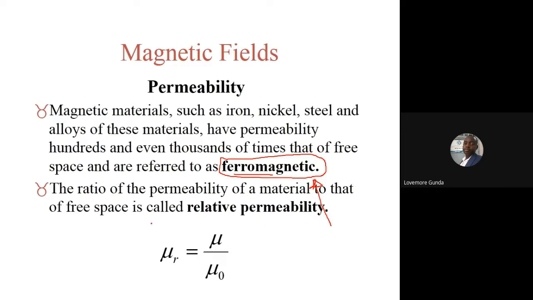Then the relative permeability, which is analogous to our relative permittivity, is equal to the absolute permeability of a material divided by the permeability of a vacuum or free space, which is mu naught. So mu r is mu over mu naught. In other words, mu is mu r times mu naught.